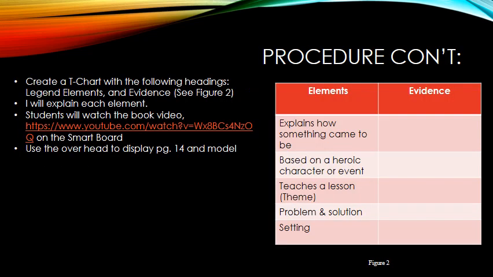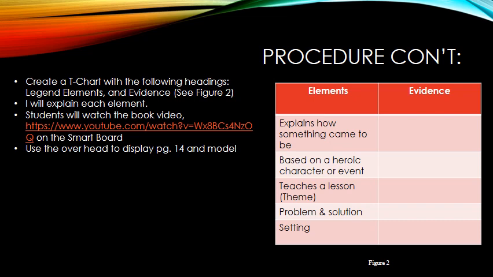After the legend discussion, I'm going to explain to students that legends have certain characteristics that we have to be aware of as good readers. Therefore, I'm going to create a classroom chart on big chart paper that we're going to use throughout the lesson. The chart is going to be divided into columns. The first column is headed elements. The second one is evidence.